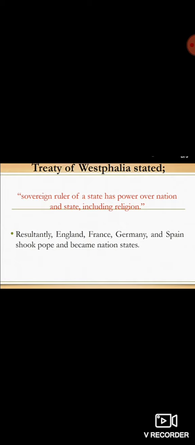So the most important provisions of this treaty were granting each prince permission to decide the official religion of their own territory, and granting imperial subjects religious freedom. Basically, this treaty has given freedom to each and every state. That's why it has much more importance.